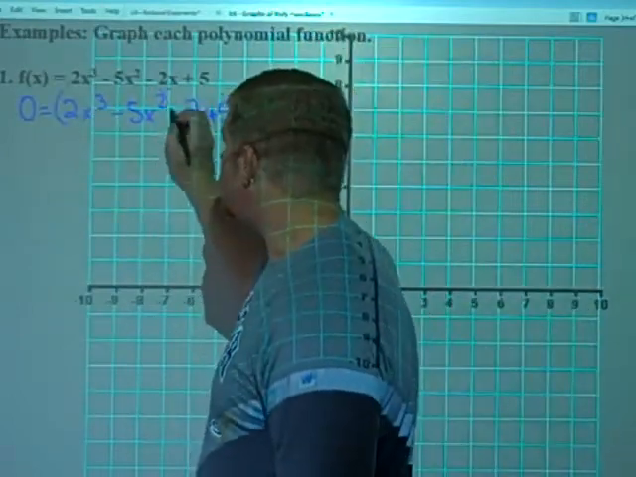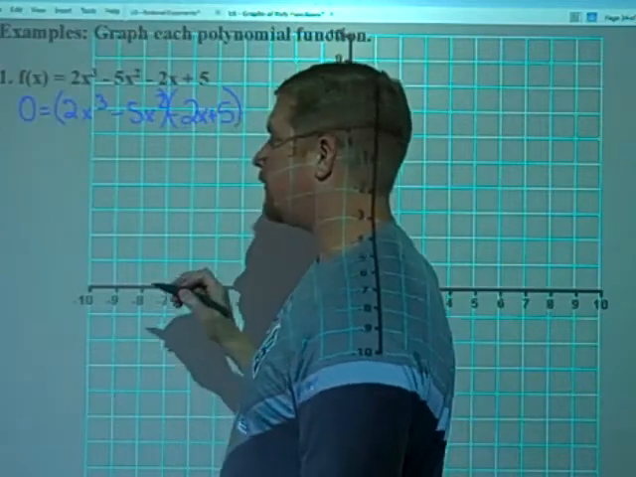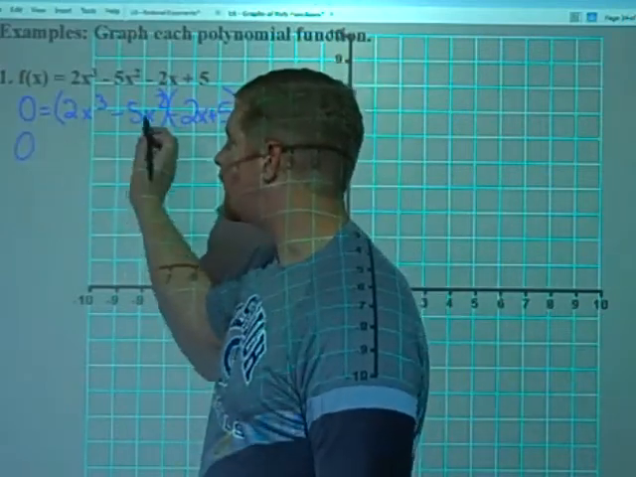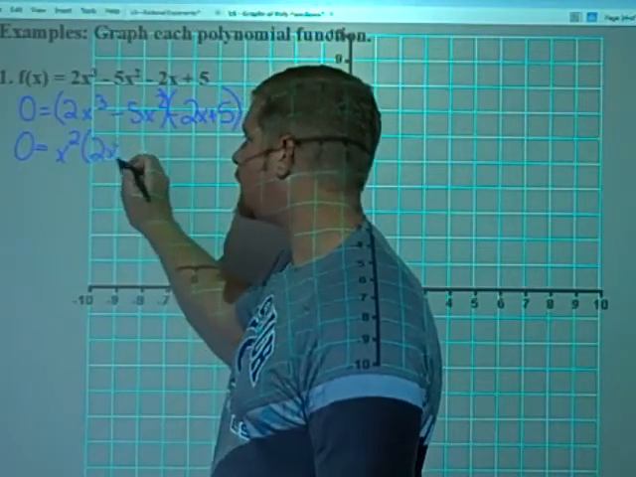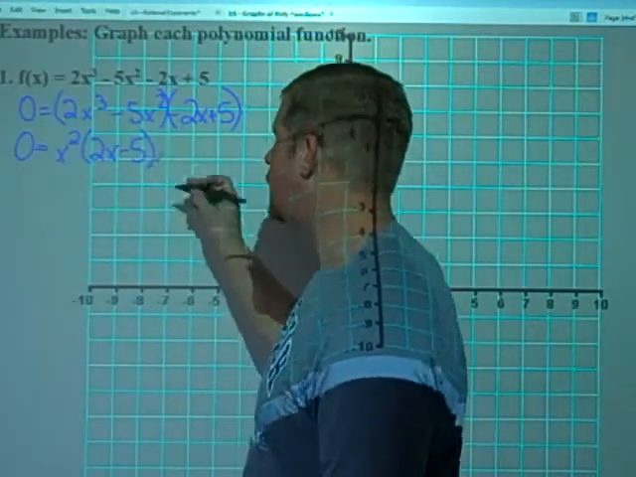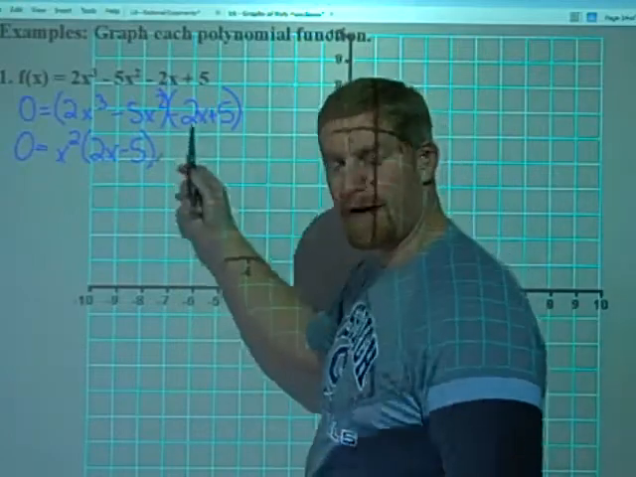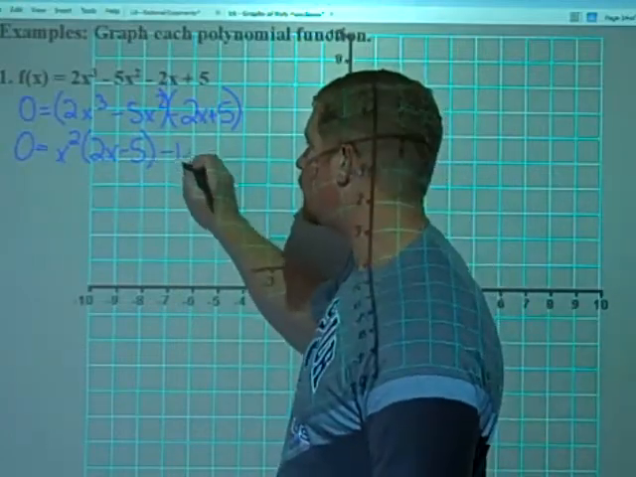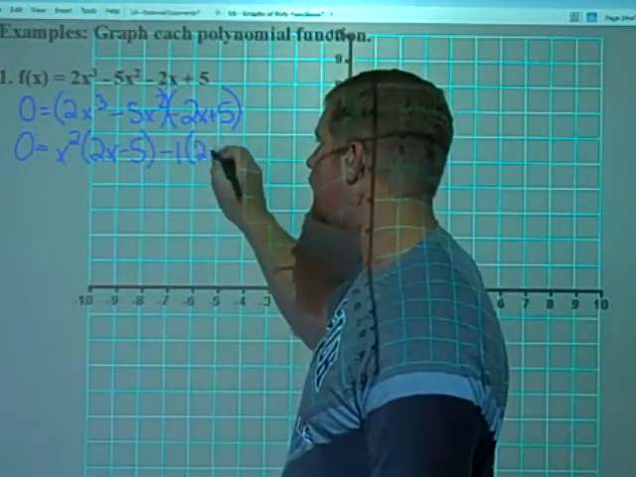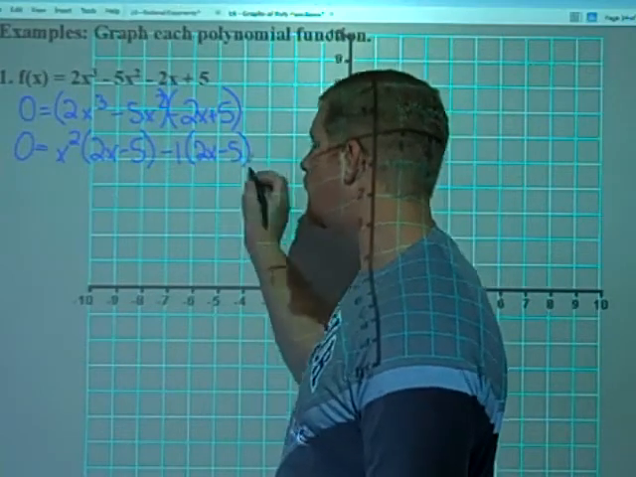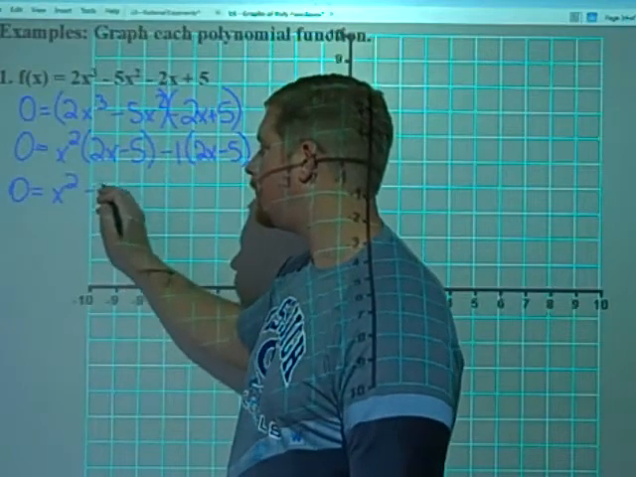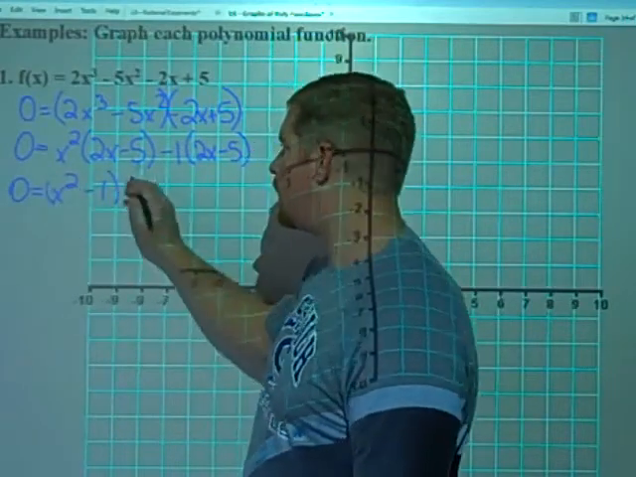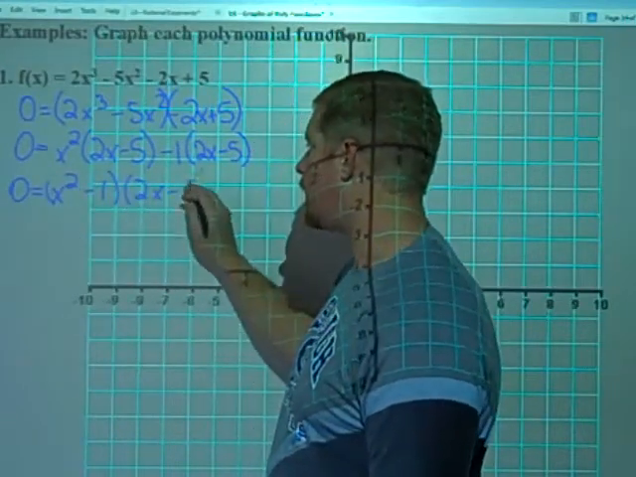Right away, you notice that this is factor by grouping. Factoring out the x squared, I'm left with 2x minus 5. In the second group, I'm going to factor out a negative 1. That leaves me with 2x minus 5, and I have my two groups. X squared minus 1 times 2x minus 5.